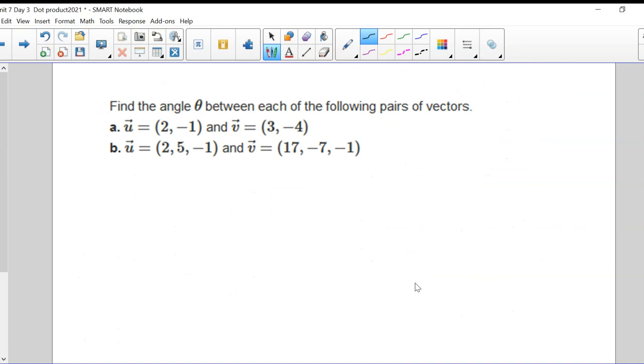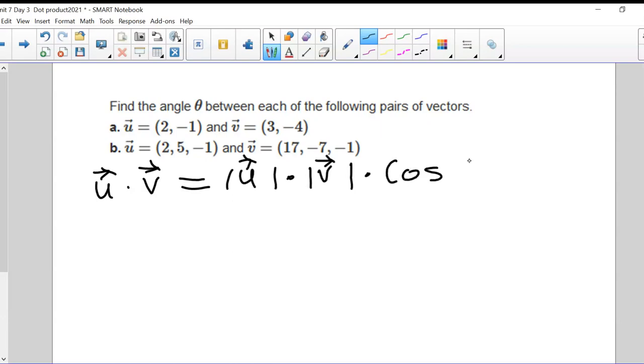Okay, now find the angle between each of the following pairs of vectors. Uh-oh. Find the angle. Well, let's think about this a little bit. We said that the dot product, let's take u and v. If I took the dot product of u and v, that would be equal to the magnitude of u times the magnitude of v times the cosine of the angle between them. I'll just use theta for that.